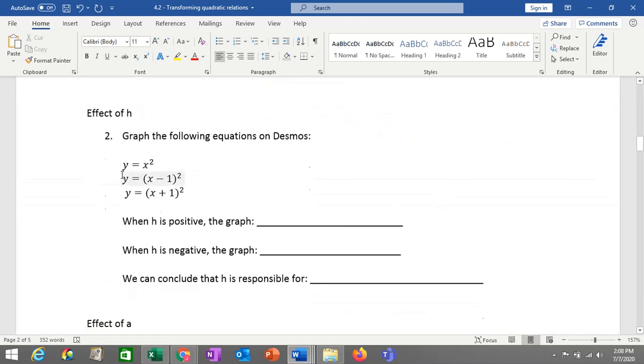Okay, now we're going to look at h, which is inside the bracket, so it's under the exponent. So first you would do h. If you know what x is, you first do h before you apply the exponent. Okay, so again, we have three equations here. I've taken out the k so that we can see the effect of h by itself.